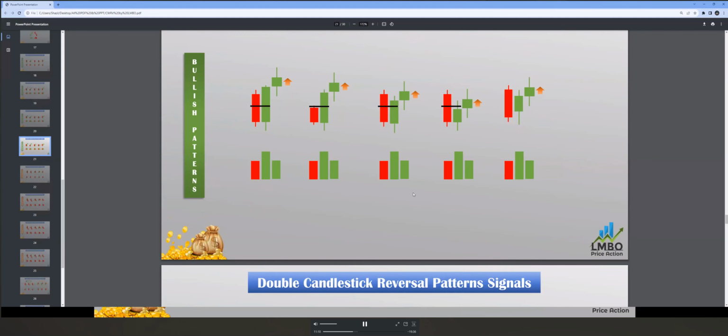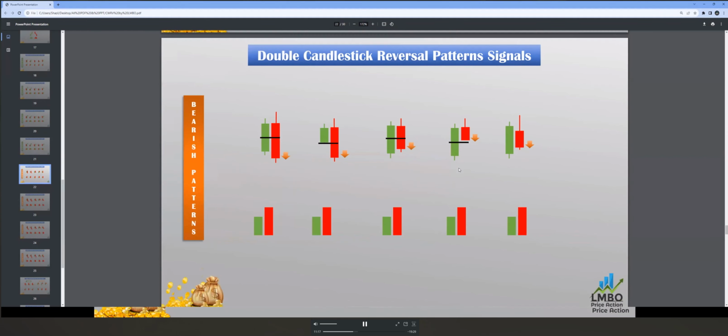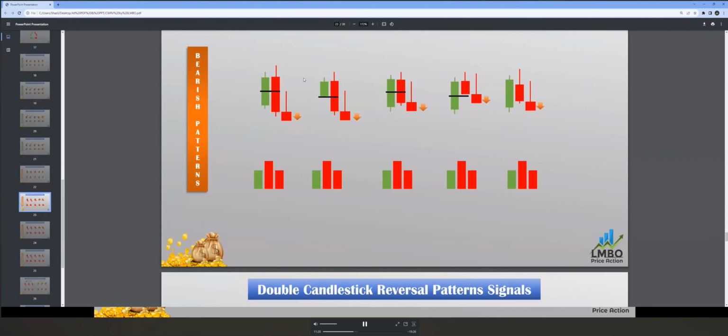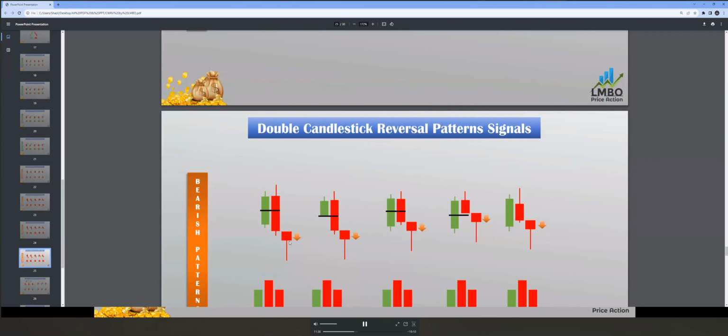So for the bearish pattern, if I show you the bearish patterns, these are the sellers' patterns. And how will the sellers' pattern be traded? If you check this: a pattern, continuation sign; another pattern, continuation sign; another pattern, continuation sign. Then we will go for the sell. Like here, pattern, continuation sign, go for the sell. The pattern, continuation sign, go for the sell. All the patterns will be traded with the continuation sign. This is the way to trade.